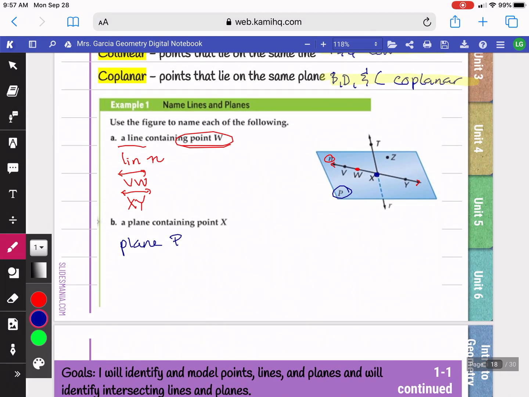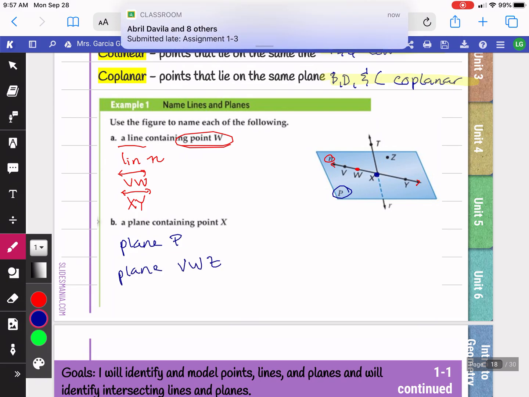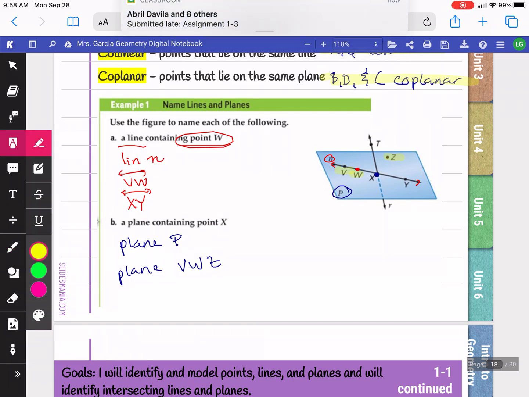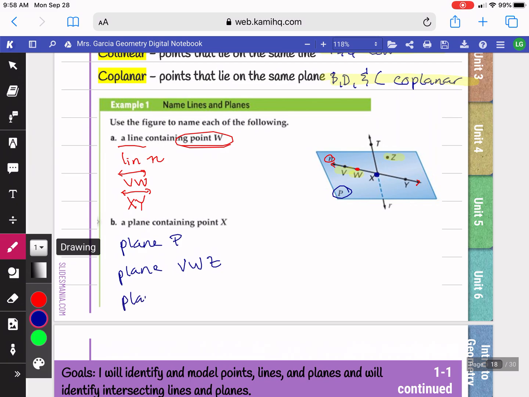But I can say like plane VWZ because V, W, and Z are all on that plane, but not on the same line. So basically, I could use any of the points that are on the line with point Z. I could also call it plane XYZ. I just can't use point T because point T is not on the plane.